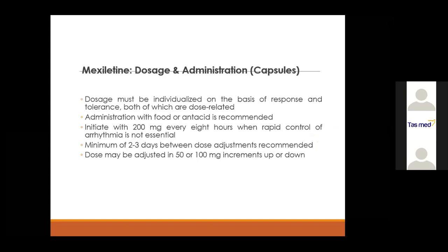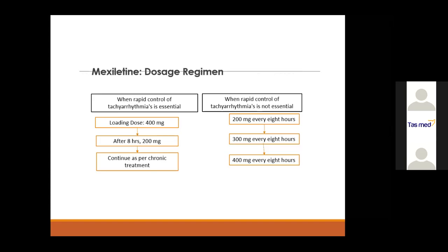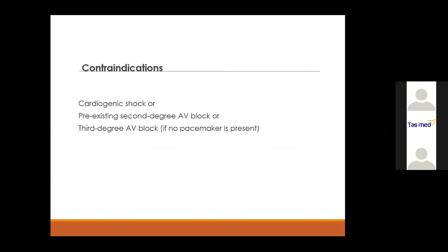The dosage initiation is 200 milligram every 8 hours, and when the drug effect has come, 2 to 3 days are required for dose adjustment. When rapid control of tachyarrhythmia is essential, the loading dose is 400 milligram, followed by 200 milligram thrice daily. While a 200 milligram thrice daily dose can be started when rapid control is not essential.